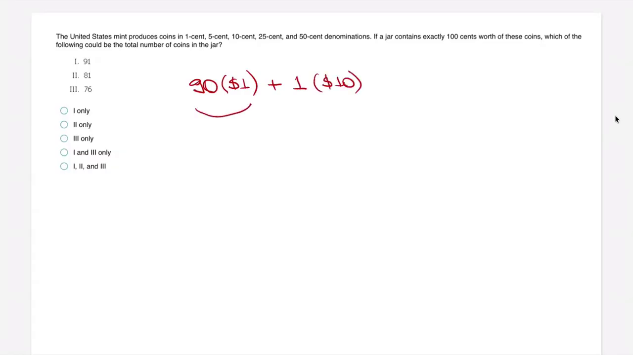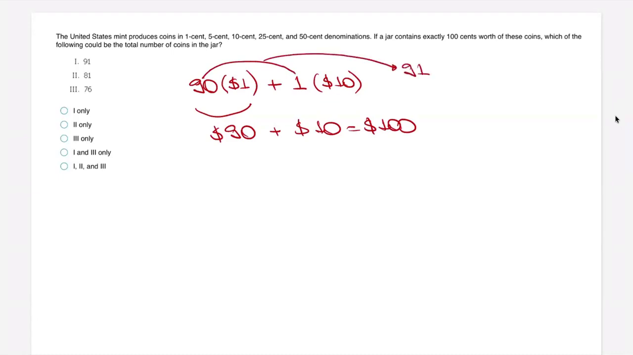This gives me 100 cents, okay? And 91 coins, as he wanted. So it's possible. Okay. 81 is impossible. I never found a way.